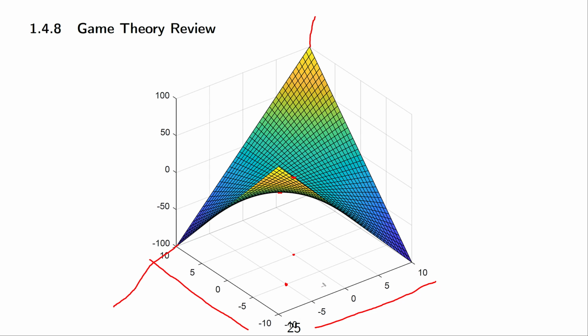So when we look at the game, we could think of maybe a starting point here, and then one of the players controls this coordinate here. Let's just say this is x, and another player controls this coordinate here. Let's just say this is y. And the players are competing with each other.